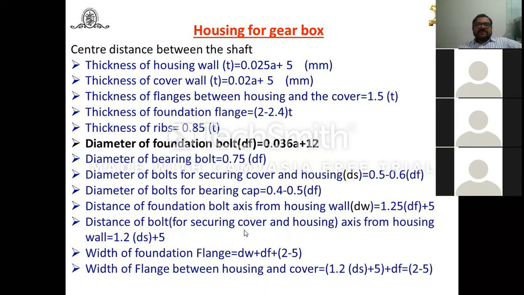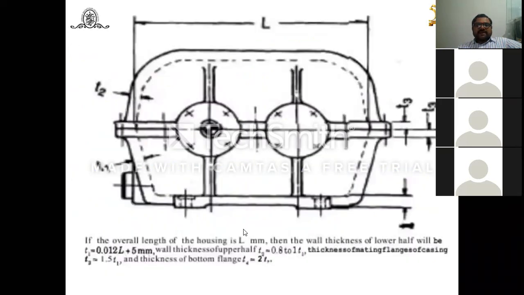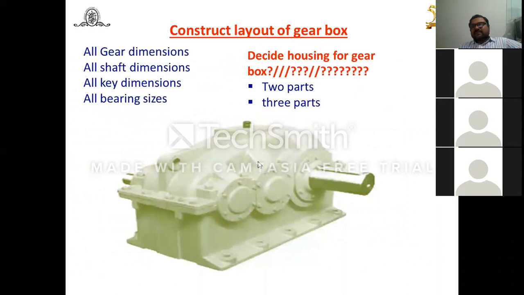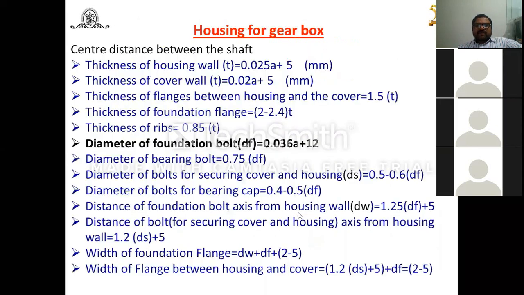Then thickness of ribs. Sometimes ribs are provided. Now here, ribs give the support, even to mount the shaft and to have a support properly inside while casting the casing, because cast iron is the material used for the casing. Some ribs are provided to give support to mount the parts or the shafts, and we can easily find out the thickness of these ribs.